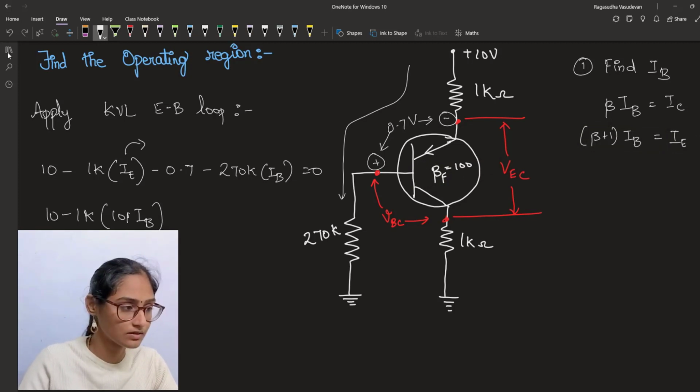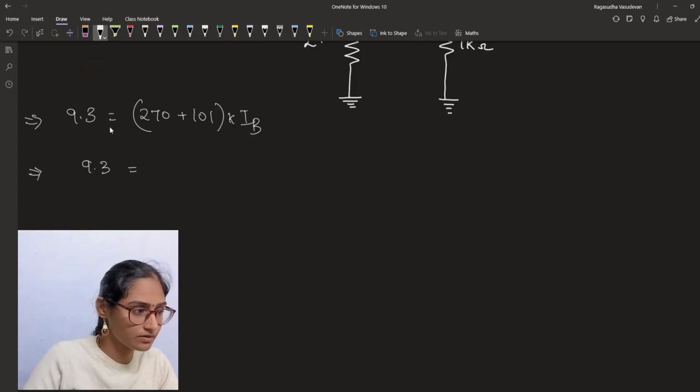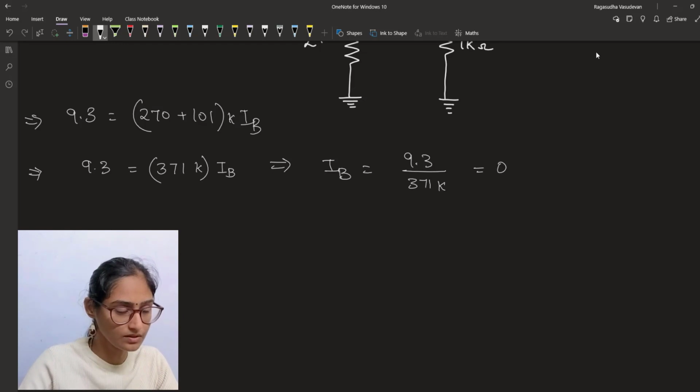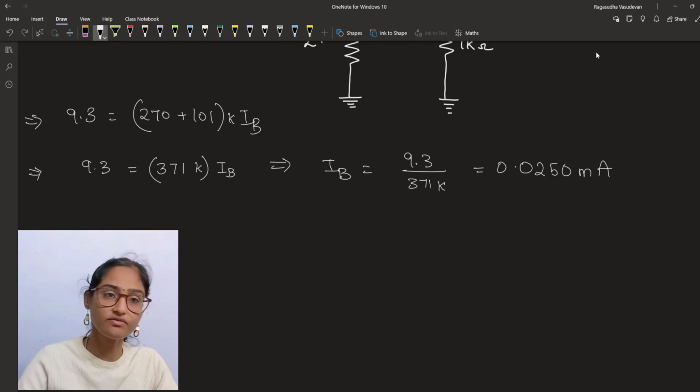Clear about this? Minus 0.7 minus 270K into IB is equal to 0. So this implies that 10 minus 0.7 is 9.3. 9.3 is equal to 270 plus 101, which will be 371K times IB. So what is IB in this case? IB is equal to 9.3 divided by 371K, which is equal to 0.02506 milliampere. Okay, this is the value of IB.